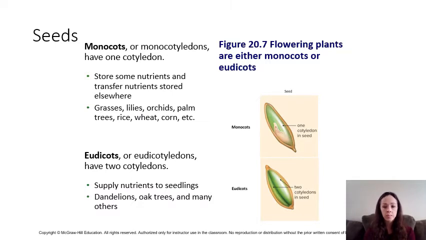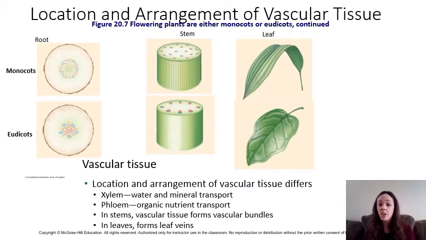The one cotyledon in monocots acts to store some nutrients for the seedling and also transport more nutrients to the seedling that is located elsewhere. Monocots include grasses, lilies, orchids, palm trees, rice, wheat, and corn. Two cotyledons in eudicots supply all the nutrients for the seedlings, and eudicots include dandelions, oak trees, and some others. Cotyledons aren't easy to see, so thankfully there are differences between monocots and eudicots that will allow us to distinguish whether a plant is one or the other.